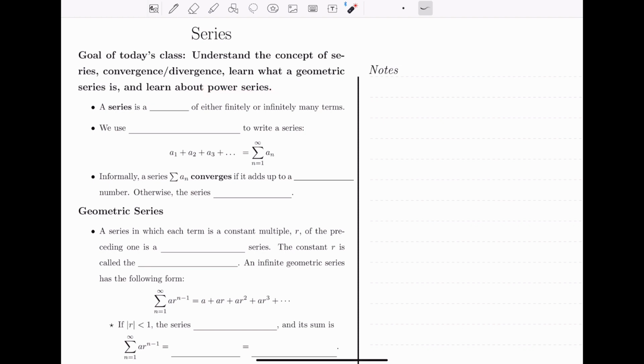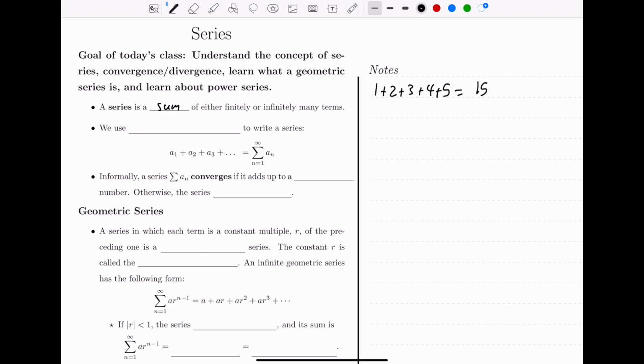So what is a series? A series is very simply a sum. It can either be a finite sum or it could be an infinite sum. So here are some examples. 1 plus 2 plus 3 plus 4 plus 5. There's a series. This adds up to 15. That's a finite series because it's just a finite number of terms.